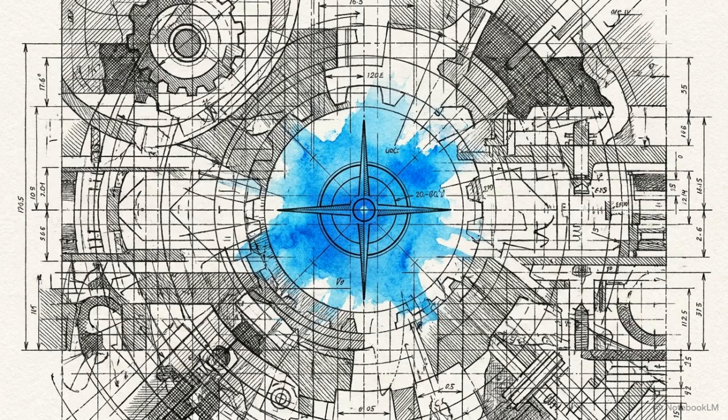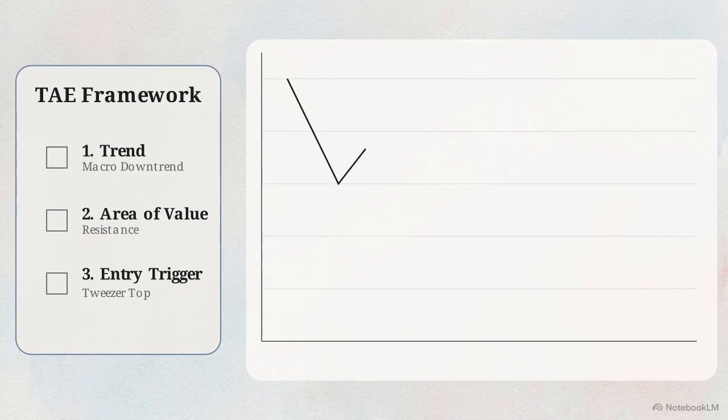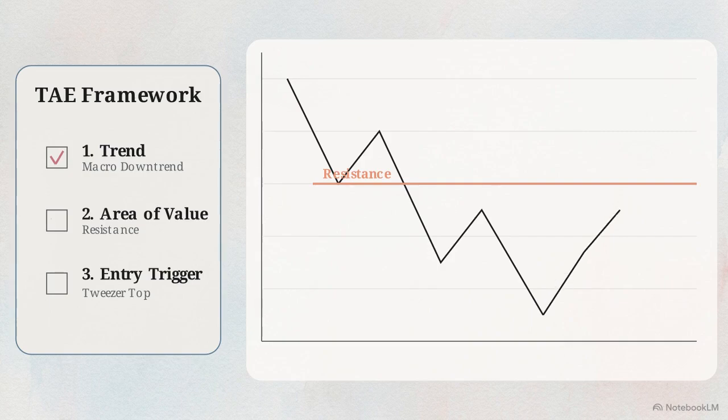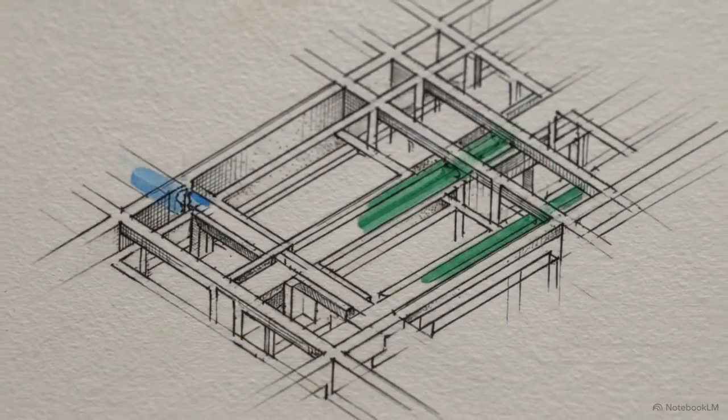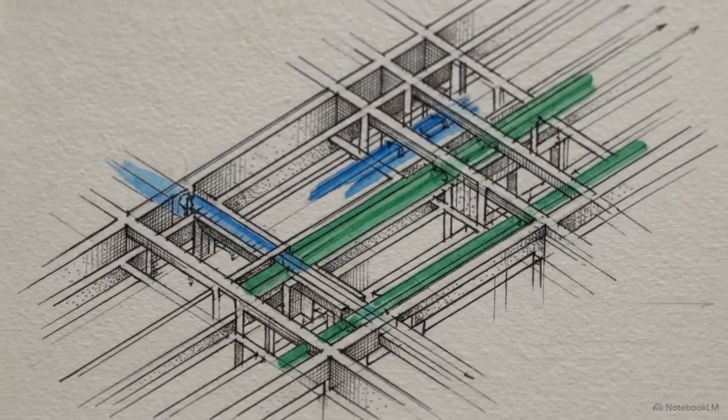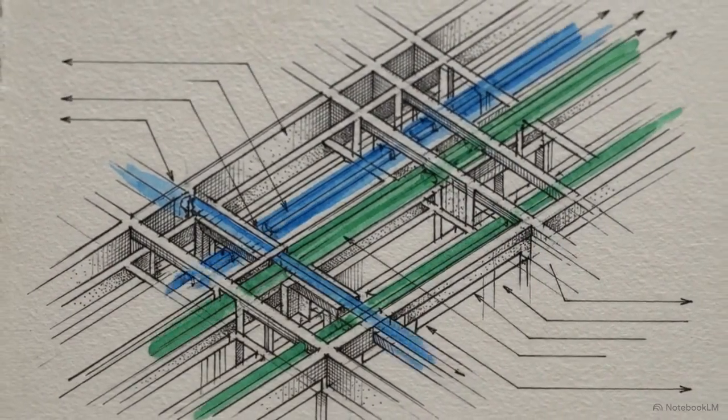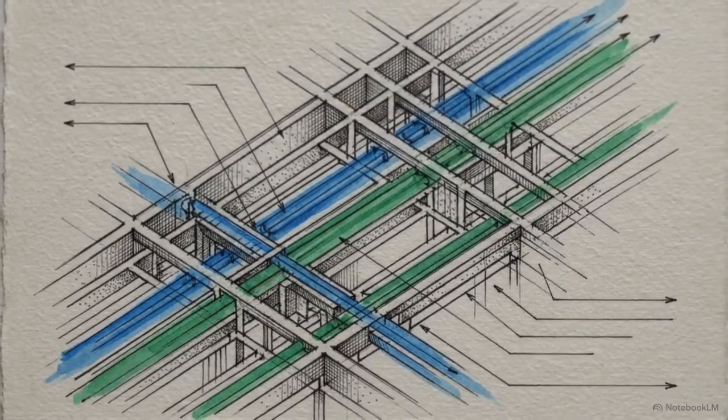Let's step through a practical execution sequence to demonstrate the alignment of these three logic gates. First, an established macro downtrend fulfills condition 1. Next, the price approaches a prior support turned resistance ceiling, fulfilling condition 2. Finally, a tweezer top double rejection forms exactly at this ceiling, satisfying condition 3. By demanding this exact rigorous alignment, the TAE framework replaces emotional guessing with a high-probability algorithmic execution process.